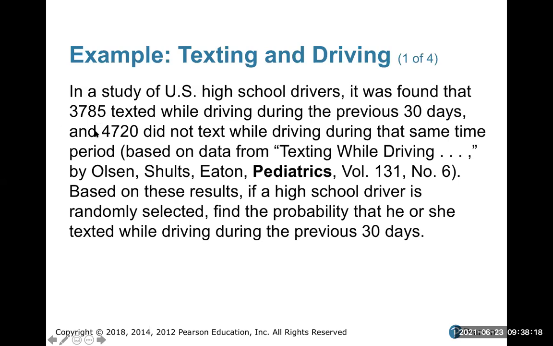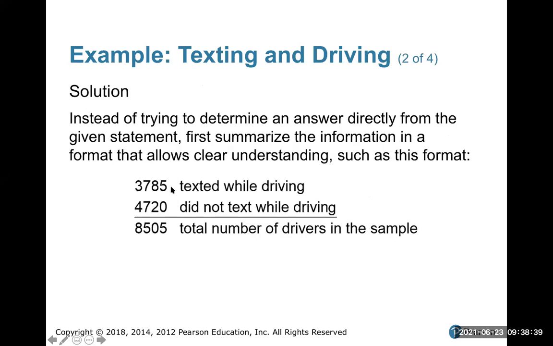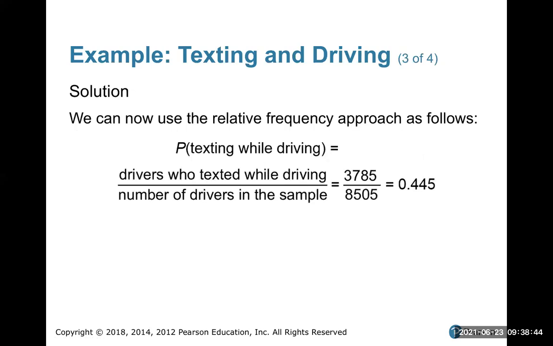3,785 texted while driving. 4,720 did not. So the total number of people would be the addition of these two. So that's the total. Our favor in this probability are those who texted. So on top, I put the number of favor, and then on the bottom, I put the total. So you add them first. So that's your total. And then favor would be drivers who texted while they're driving over the total. That's the number.